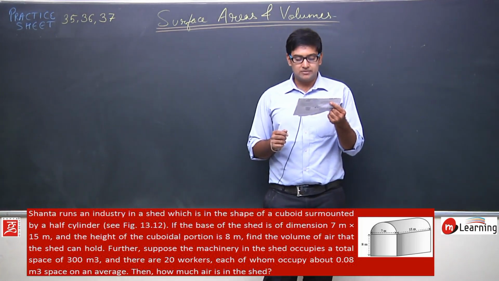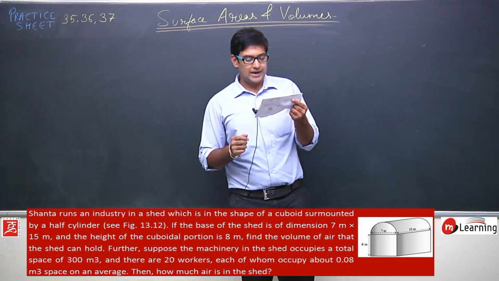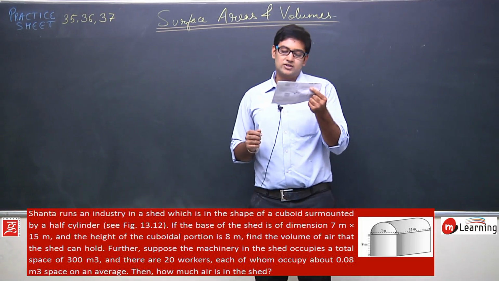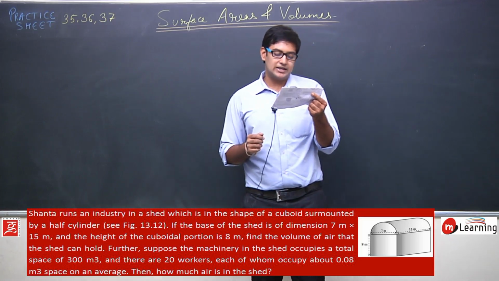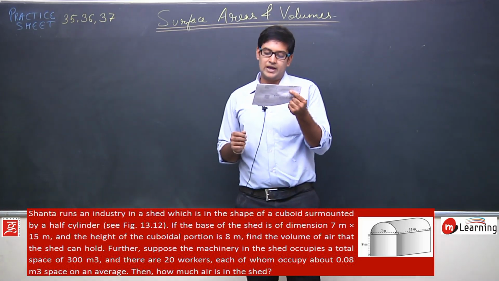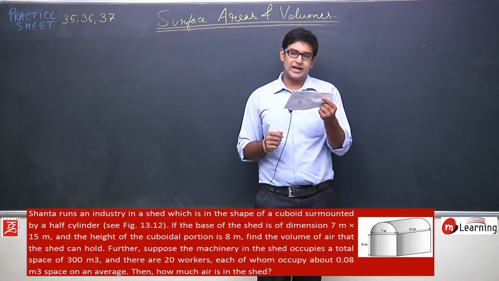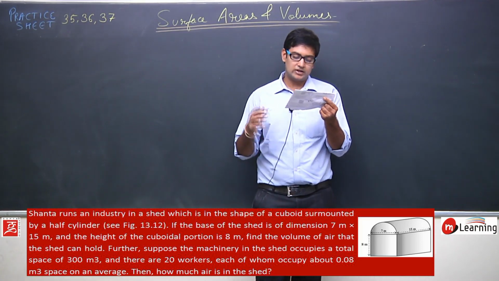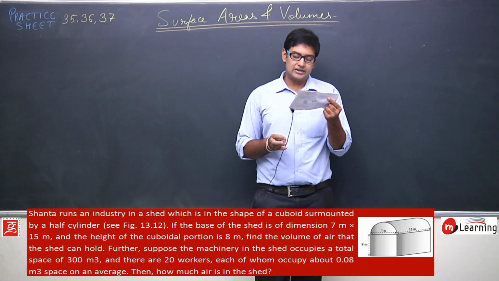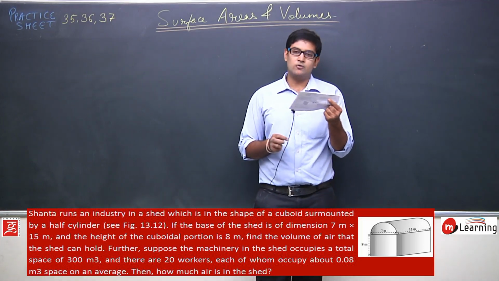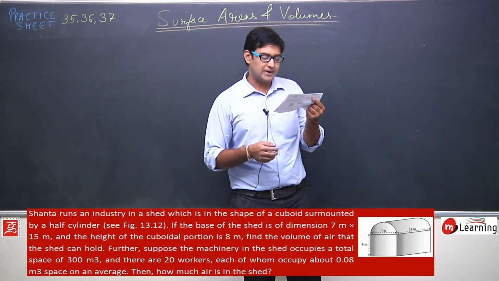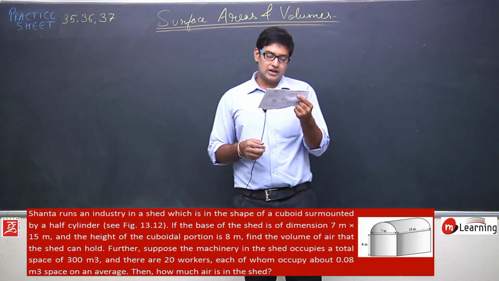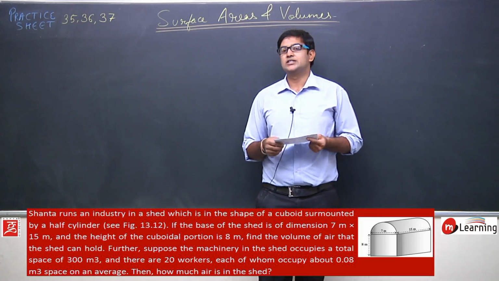Further, suppose the machinery in the shed occupies a total space of 300 meter cube and there are 20 workers, each of whom occupy about 0.08 meter cube of volume of space on an average, then how much air is in the shed?